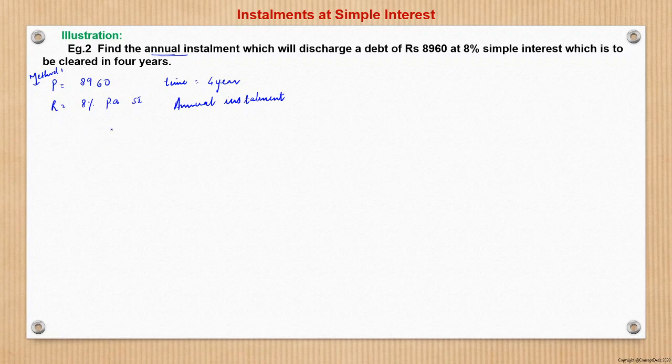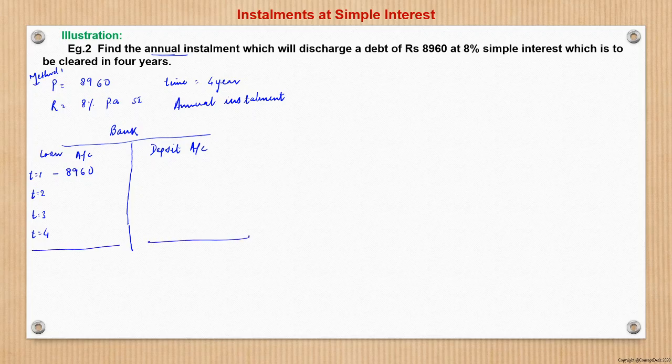Here, let us say he has taken a loan from the bank. So the bank will open two accounts in the customer's name, loan account and deposit account. In the loan account, 8960 is the amount which the bank has loaned, so let it be negative. And there are 4 installments. So time t is equal to 1, t is equal to 2, t is equal to 3, and t is equal to 4. So at the end of the fourth period, we will look at the overall position of the loan account and the deposit account. Let us see.